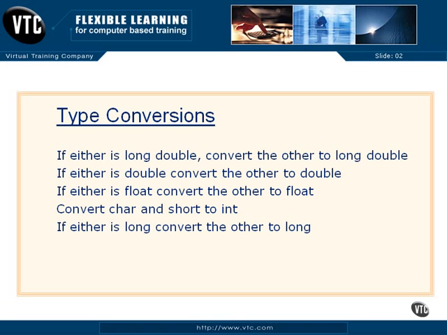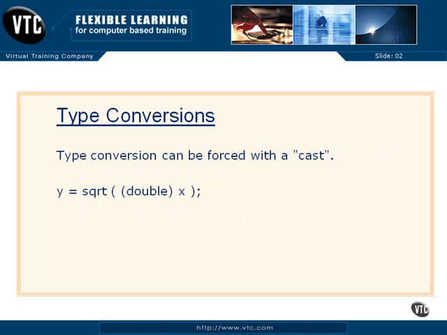Converting then, characters and shorts will be promoted to integers if one is an int and the other is not. If either operand is a long, then you need to convert the other to a long to do the math properly. So that's a simple rule of thumb there. And again, you can find that in K&R. Now there's another way that you can do a type conversion, and that's forcing it yourself with a cast.